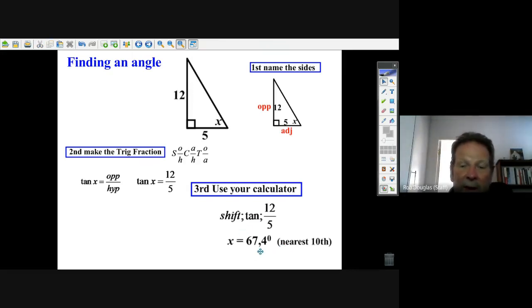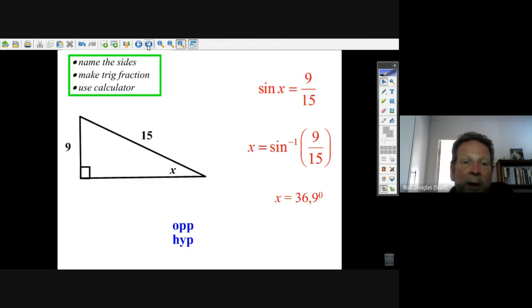If they said to the nearest tenth, you'd round it off to 67.4 degrees. That's exactly how big that angle x must be. And that's how you find an angle. Maybe I have another question here. I think I do. Oh, here's another question.